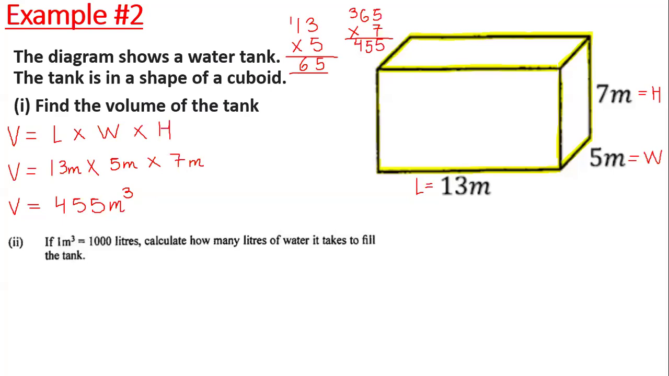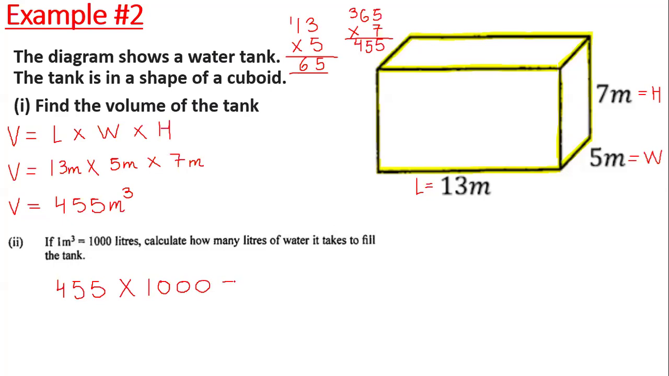All right, so we have 455. I'm going to multiply this by 1,000 because they say if 1 meters cube is equal to 1,000 liters. But the thing is that we have 455 meters cube, which means that we have to take 455 and multiply it by 1,000.